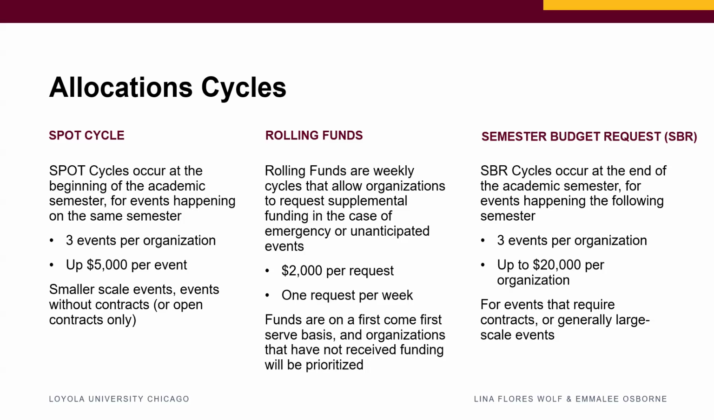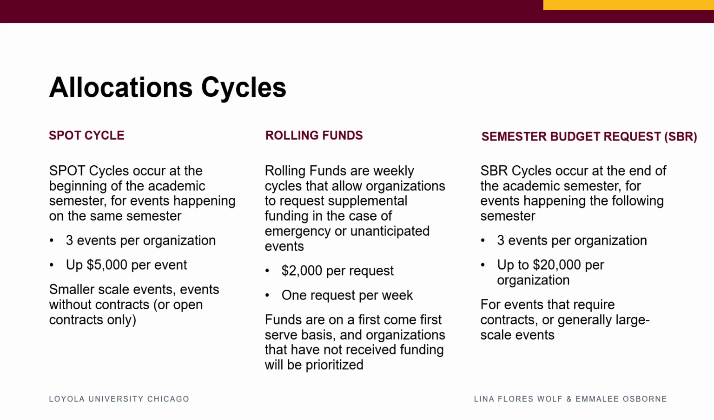Organizations can request up to 3 events per organization and up to $5,000 per event. This is for relatively smaller scale events, or just regular events for most student organizations, as well as events without contracts. So if you are hoping to have an event with a full contract process, you do need to request that through the semester budget request and do that a semester in advance.